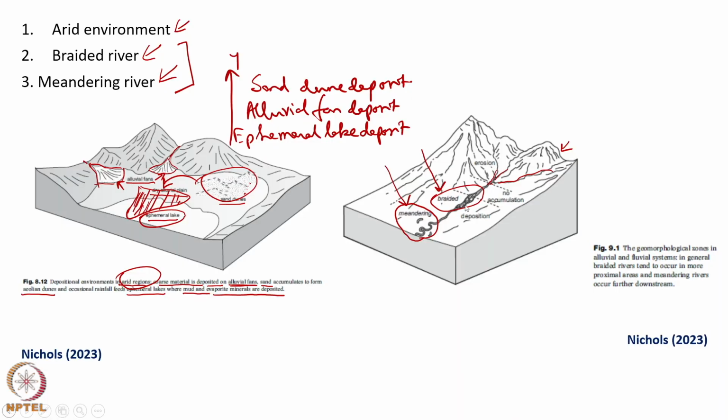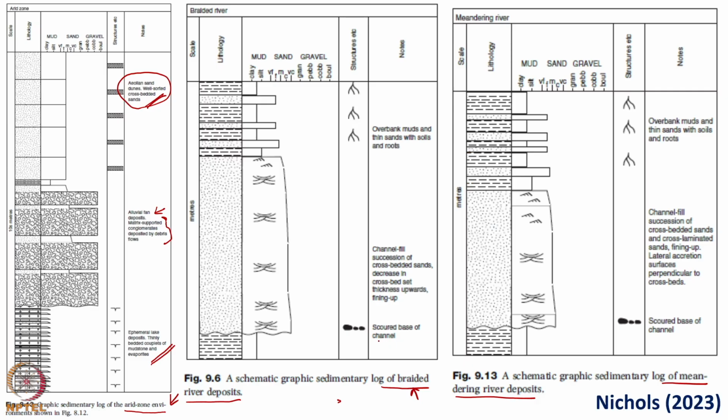A braided river here is indicated by the river channel which converges and diverges and goes in this way. In the bottommost we can find the scoured base of channel over which we find the channel fill succession of cross bedded sands, decrease in cross bed set thickness upwards, fining up. This deposition is the thickest usually, but not always.